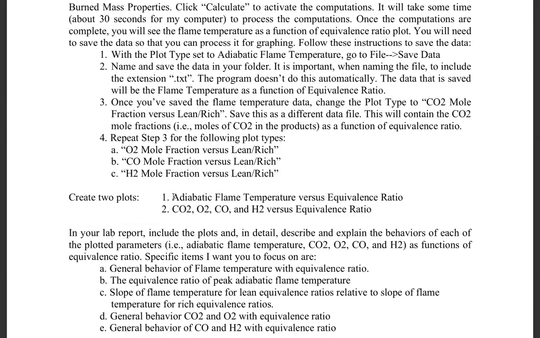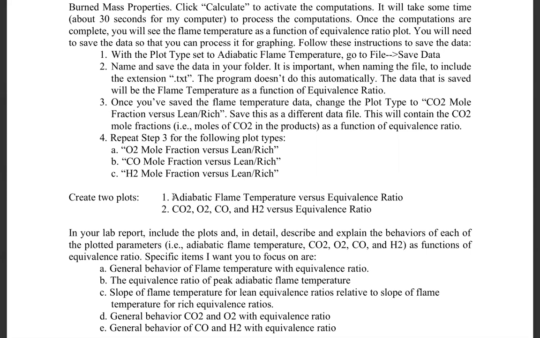and then I give you some instructions on which plots to make, okay? And what I advise you to do is to create two plots. One is adiabatic flame temperature versus equivalence ratio. And then the second are the major and sort of minor emission species, CO2, O2, CO, and H2 versus equivalence ratio, okay? So you'll create those two plots from the data that you collect, and then you'll generate a lab report. And in that lab report, you want to include those plots and the other plots that we'll talk about for the rest of Objective 1 and Objective 2.